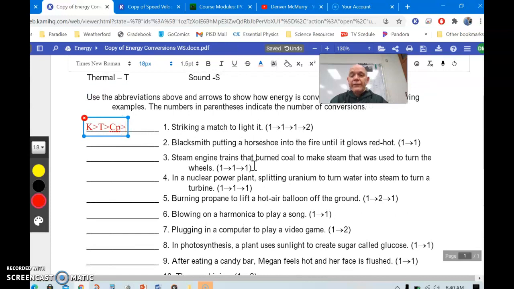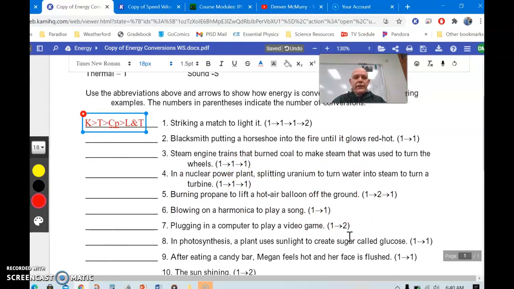Sorry, something went crazy there. I hit the wrong button. And finally, the chemical potential is changed into light and thermal. Now, you can just put L and T up there and put them on top of each other if you want to, but since I haven't just typed it in a straight line, that would be it. So I would have 1 to 1 to 1 to 2. And that's just to help give you an idea of how many different things you should have, just a little guide there.